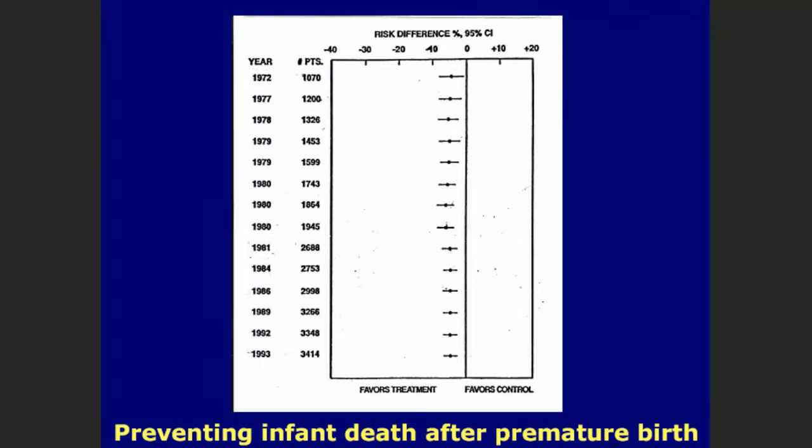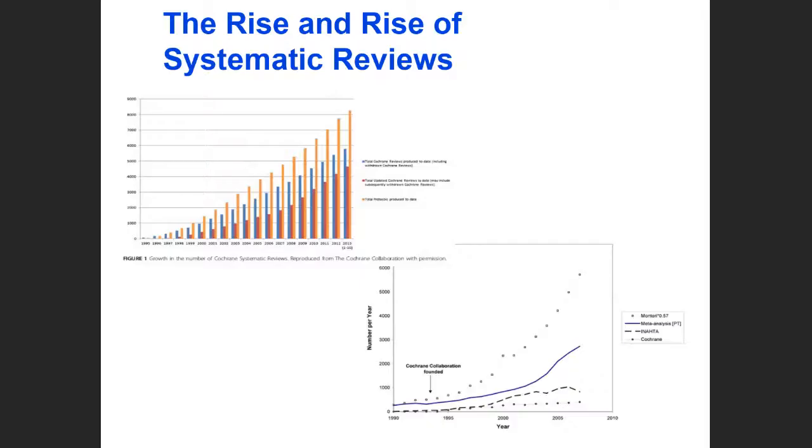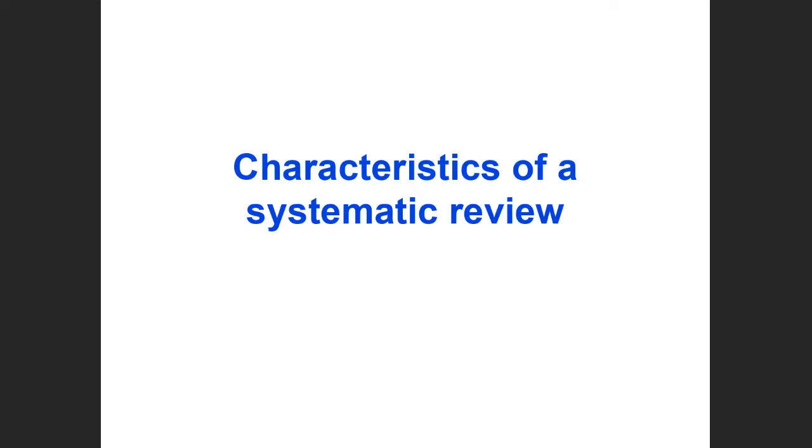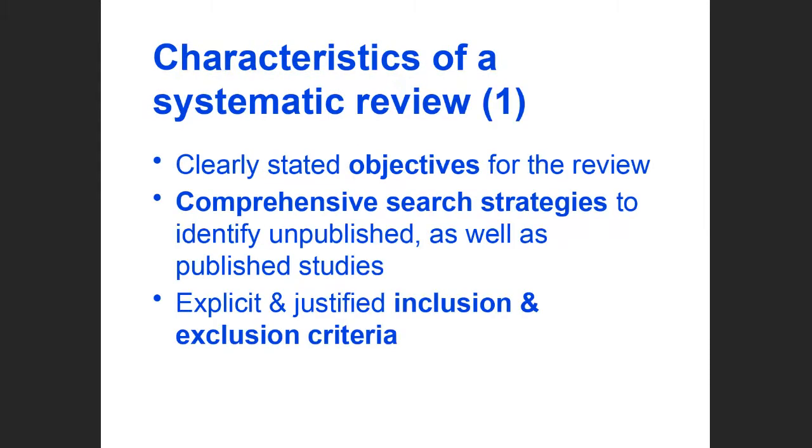So hopefully you can see some of the benefits of using systematic reviews. And so it's not surprising that systematic reviews have grown in their popularity. These are two different ways of representing that. And that makes it opportune for us to be able to recognize a systematic review when we see one. So how would we do that?